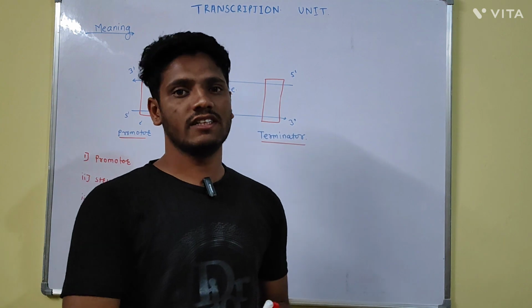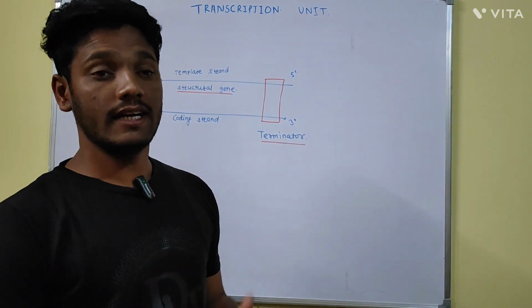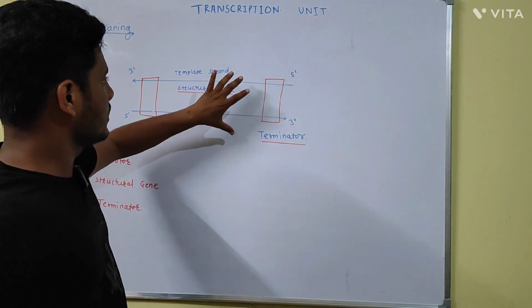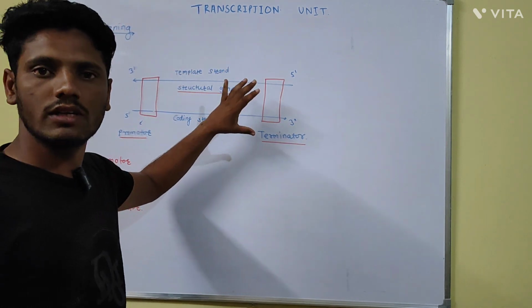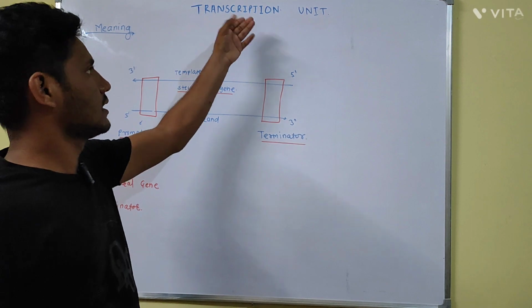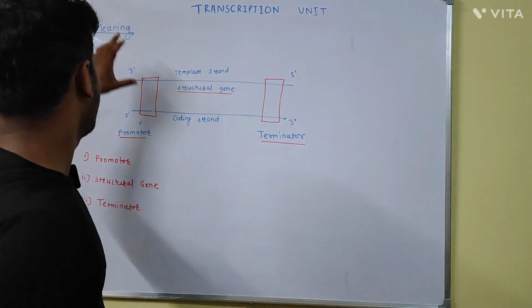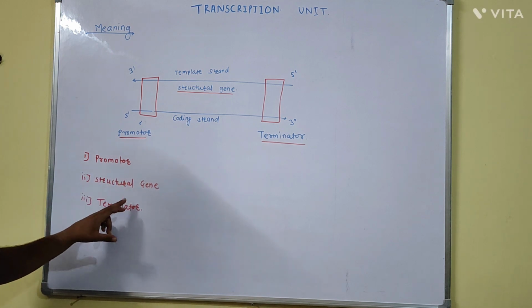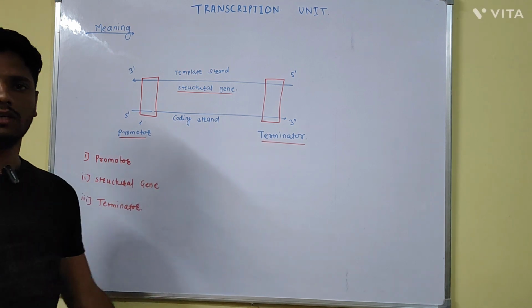Then we will see the transcription unit. The transcription unit is the part of the DNA that takes part in the transcription process. Actually, it is the segment of the DNA that actually takes part in the transcription process. It consists of mainly 3 parts: the promoter region, the structural genes, and the terminator region.